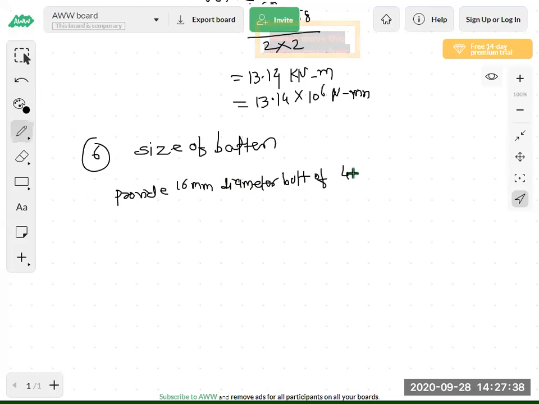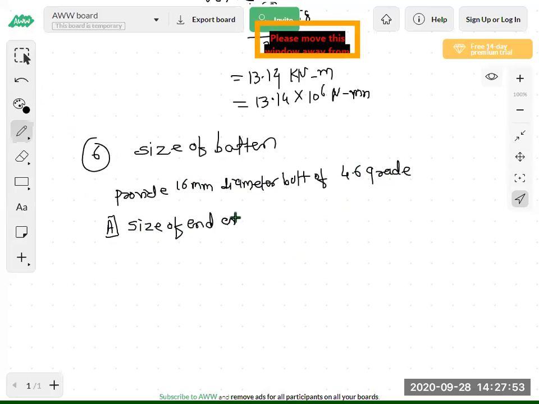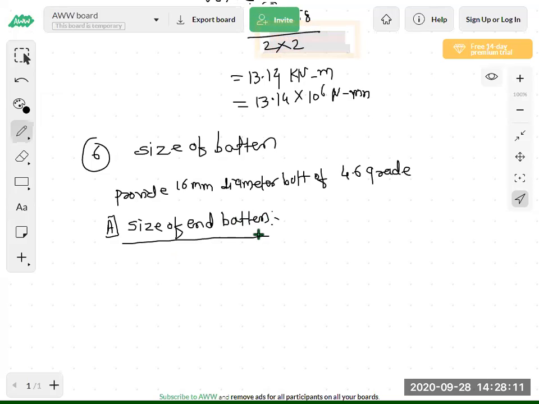of 4.6 grade. Okay, so we have to first design the end batten, so we have to first calculate the size of end batten. Size of end batten.